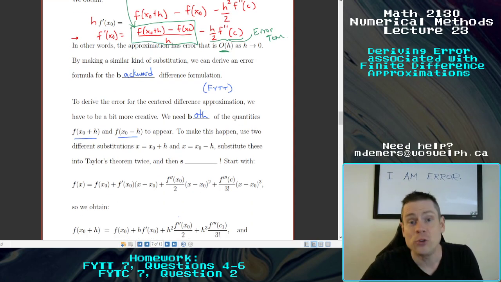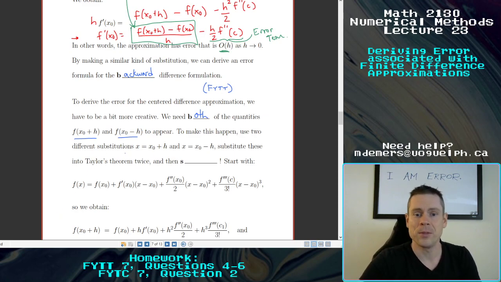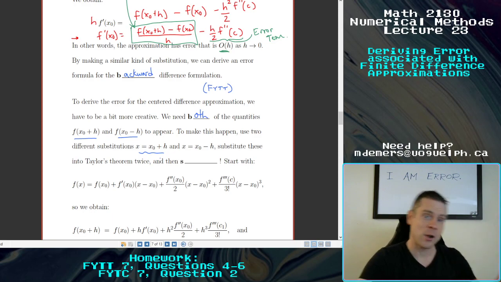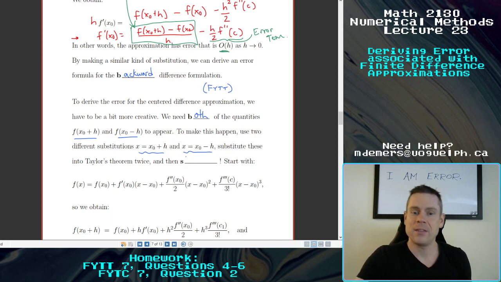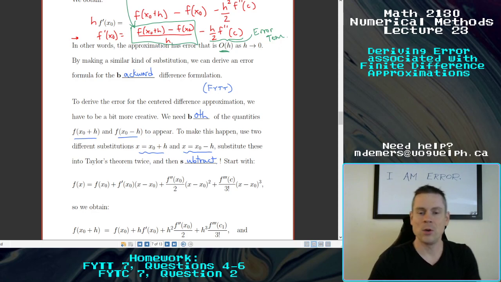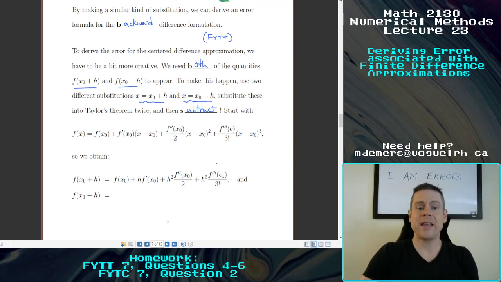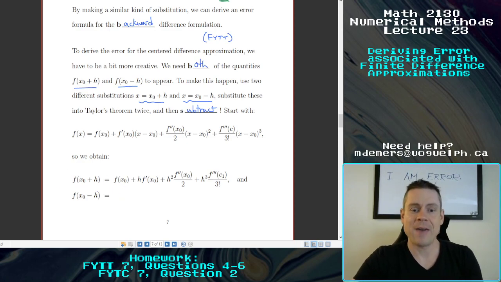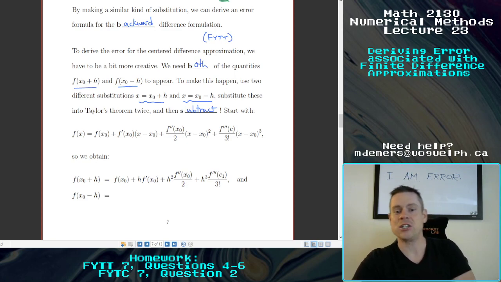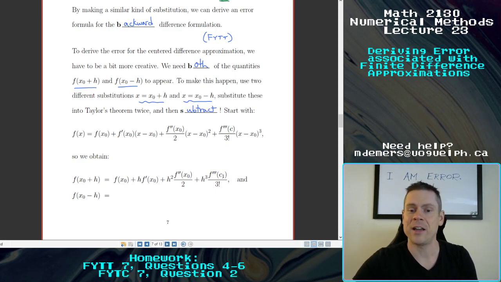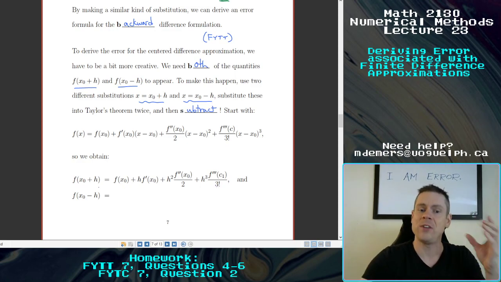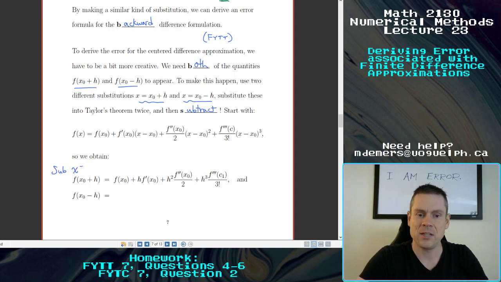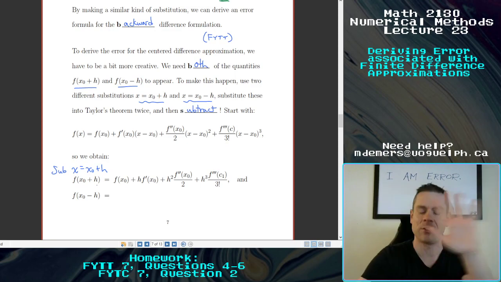Okay, so to make this happen, we do two different substitutions and then work with both of them. So we're going to let x equal x0 plus h, so we'll substitute one value of x. We'll substitute in another value of x. We'll sub those into Taylor's theorem twice, and then subtract. Okay, so if we do that, I'll do one of them, then we'll do the other one. We have f of x0 plus h equals f of x0 plus h f prime of x0 plus h squared f double prime of x0 over 2 and h cubed f triple prime at some c value, I called it c1 here, and I'll tell you why in a second, over 3 factorial. That should be the same logic as before. All we've done is sub x equals x0 plus h into both sides of Taylor's theorem, no problem.